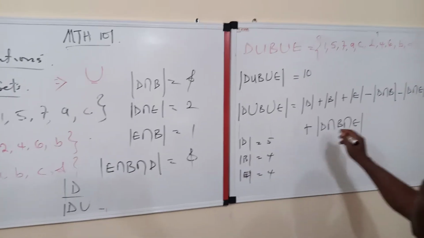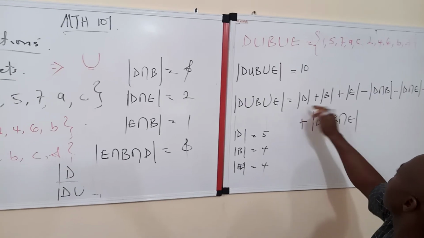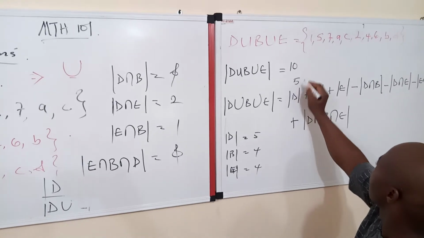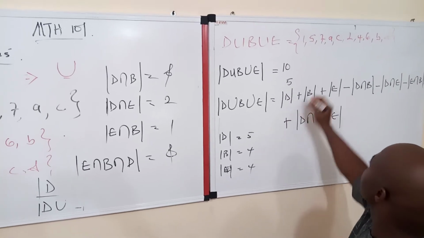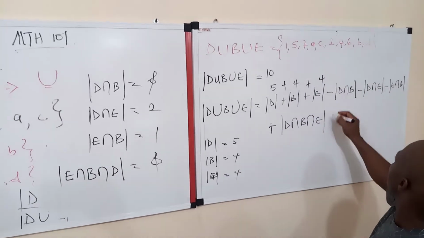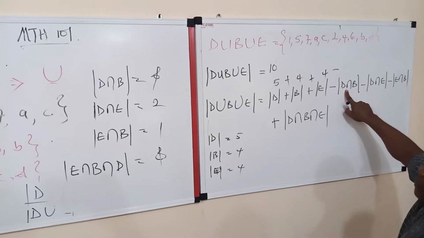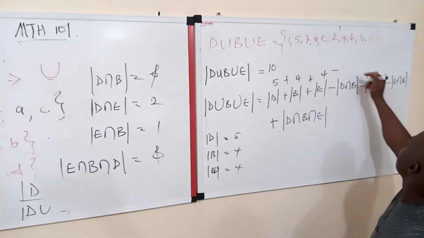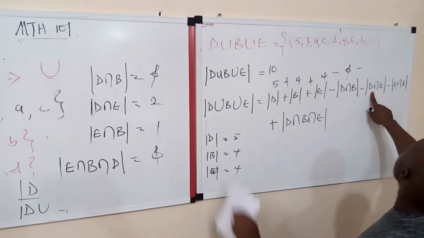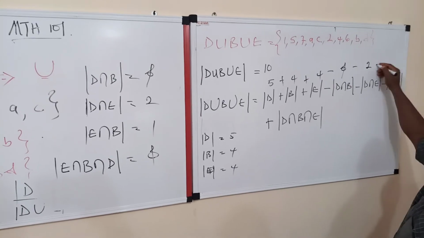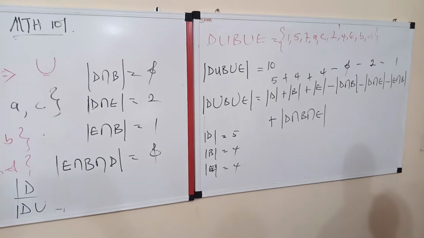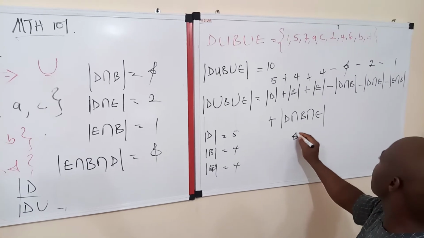So we can now plug the various elements in. In this case we have 5, 5, and while in this case we have plus 4. Minus D intersection B, which we said is 0. Minus D intersection E, which we said is 2, and then minus E intersection B, which we said is 1. Then lastly, this other one we said is 0.